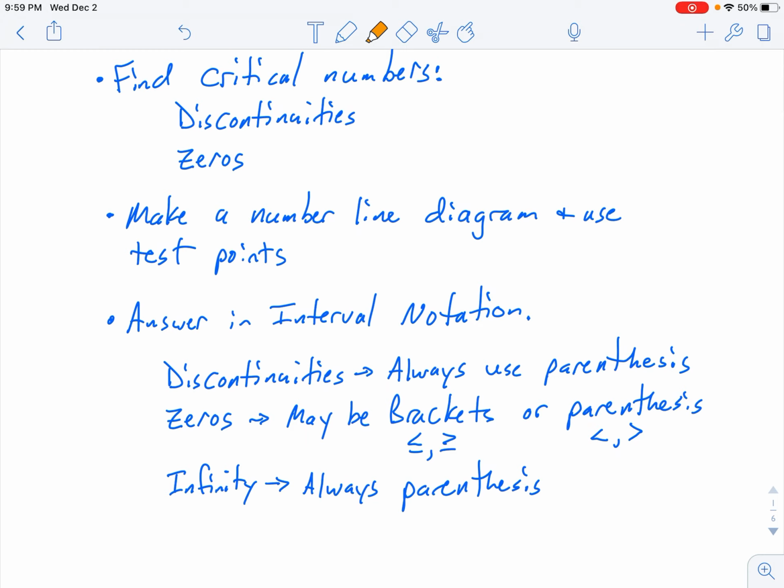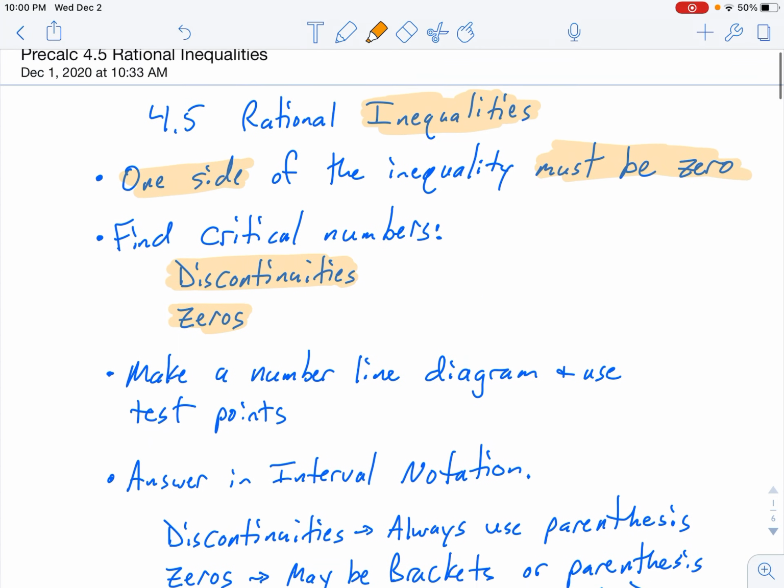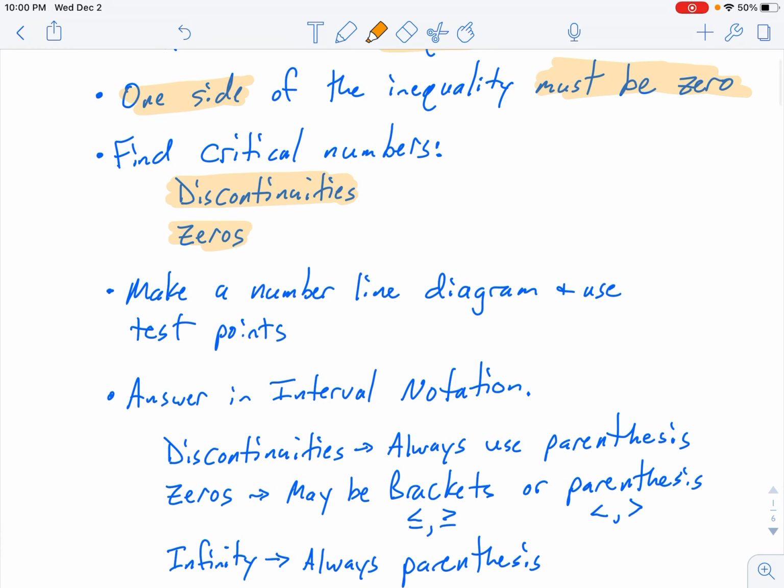So there are two types of critical numbers. There are discontinuities, which we've talked about a lot. That's numbers that make the bottom of a fraction equal 0. And then there are zeros. Essentially, it's what makes the top of a fraction equal 0. Finding zeros is anytime you set something equal to 0 and solve it. Now I know these are inequalities. Sometimes you temporarily set something equal to 0 to solve it, but that doesn't change the original problem, which maybe was a less than or a greater than or whatever.